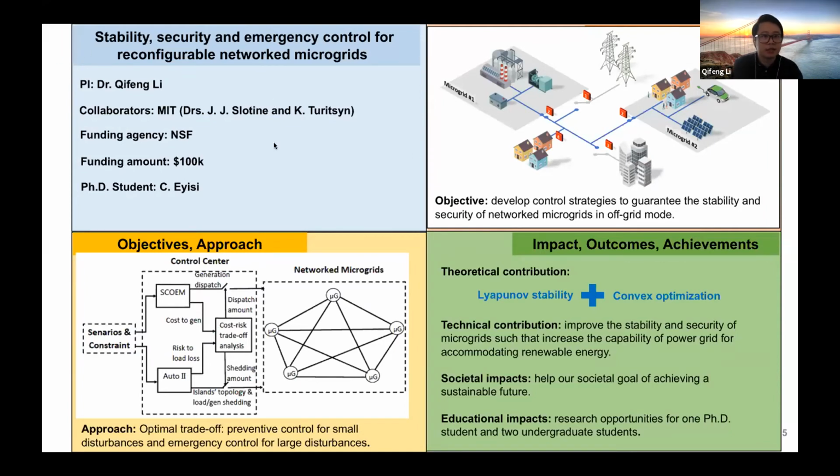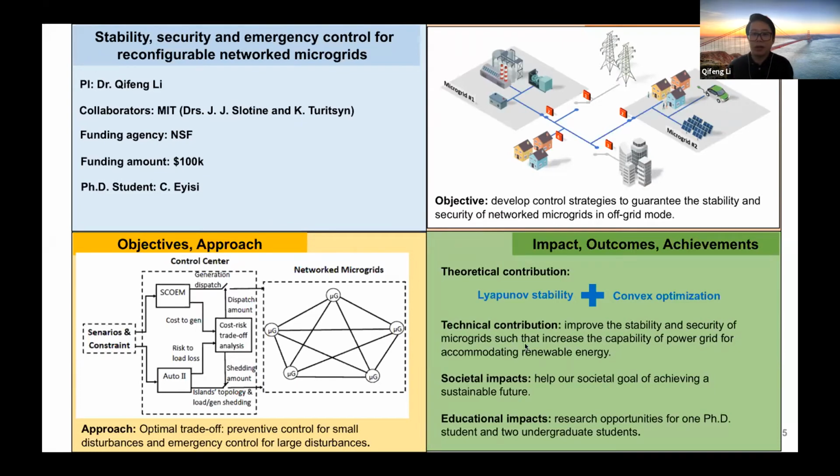The first one is funded by NSF. Our collaborator is from MIT. In this project, we focus on the stability and efficiency of microgrid. So the high-level idea is to do the optimal trade-off between the stability and efficiency. The technical contribution for this project is to combine the electrical stability theory and convex optimization.